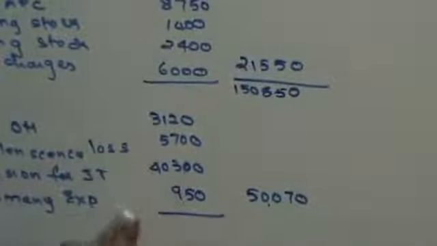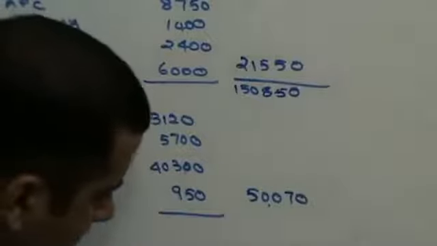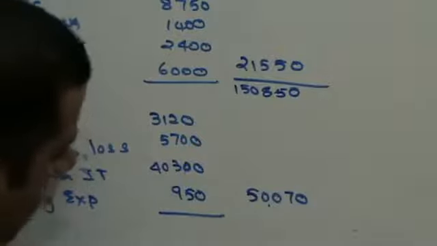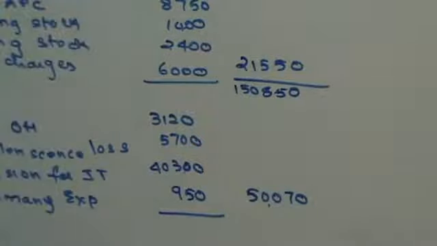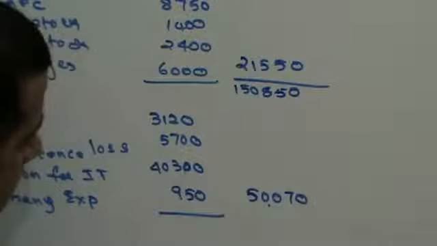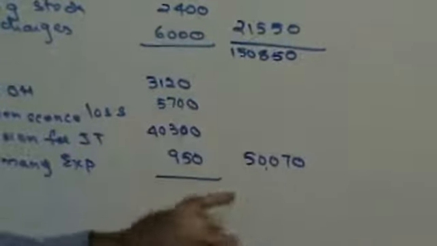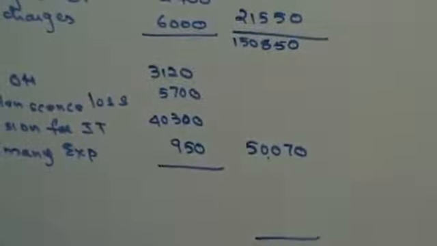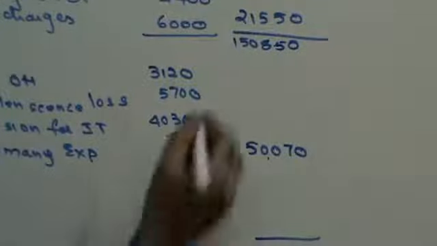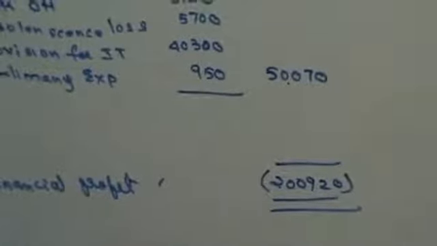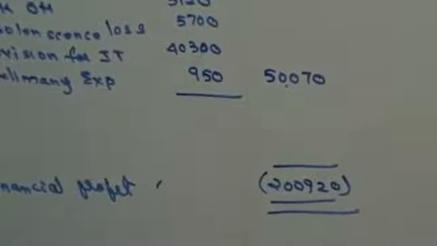1,50,850. Someone please add these figures and check whether my addition is correct. Right? Someone please add these two figures. 1,50,850 plus 50,070. 2,920 sums over. Right? Let's see one more sum, guys.